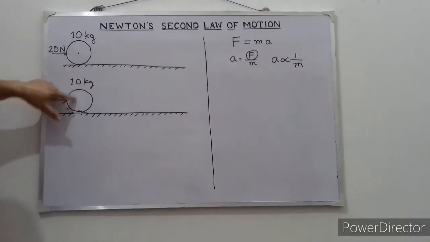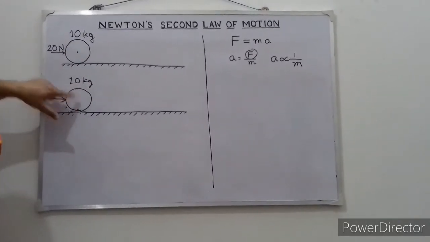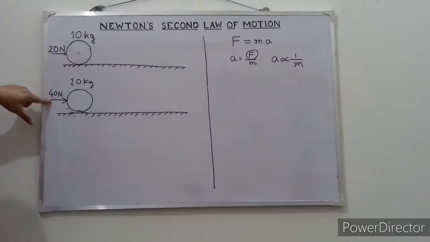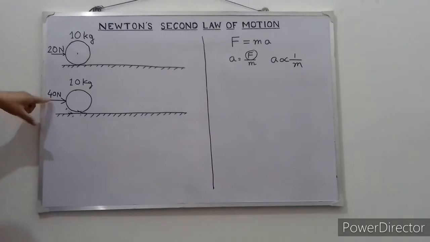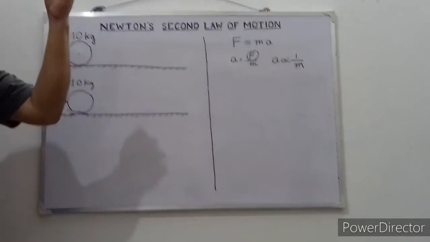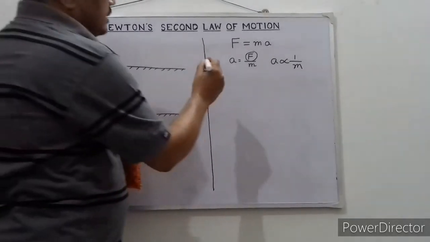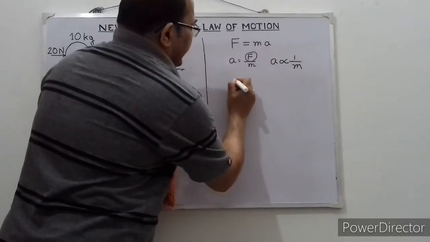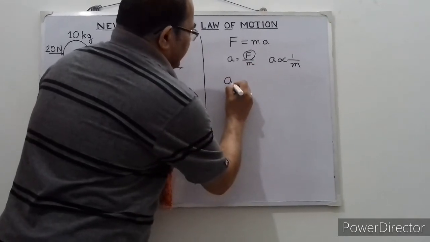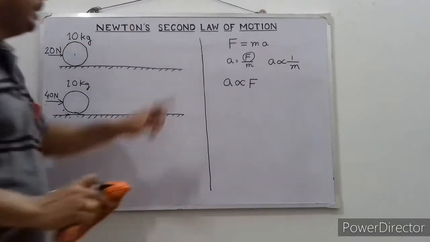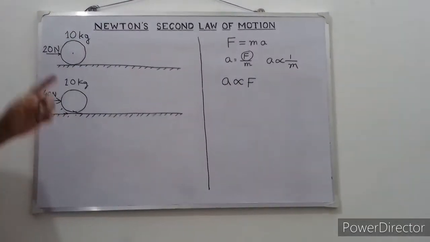Both the objects have mass 10 kg, and the force applied here is 20 Newton, and in this case it is 40 Newton. So, if you apply more force, it will be accelerated more, right? That means by this law also we can get that if m is constant, then a is directly proportional to capital F.